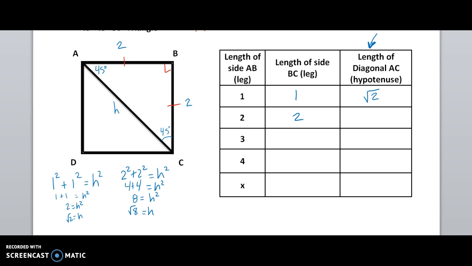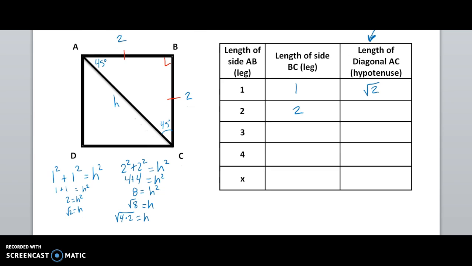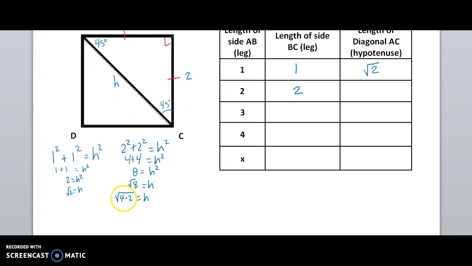Hey, we did that problem yesterday. And so to simplify this, remember I'm trying to find factors of 8 where one of them is a perfect square. And I remember, 4 is a perfect square. And 4 times 2 is 8. Okay. And then the square root of 4, we said was 2 yesterday. So when I simplify the square root of 8, I really get 2 square root of 2. Ooh, interesting.